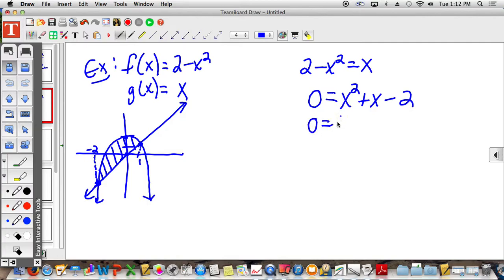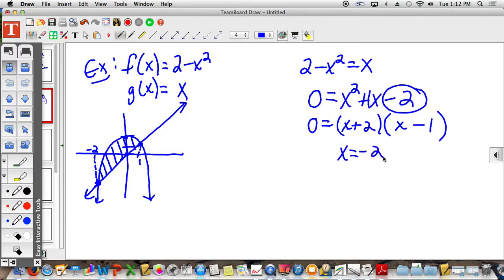So 0 is equal to, I'm just going to do a quick factor here. What two numbers multiply to give you -2, and when you add them together, you get +1? 2 and -1. So it's going to be x plus 2 and x minus 1. So what is x? -2 and +1. See how easy that was? Just a quick way to do that up here instead of on our calculators.